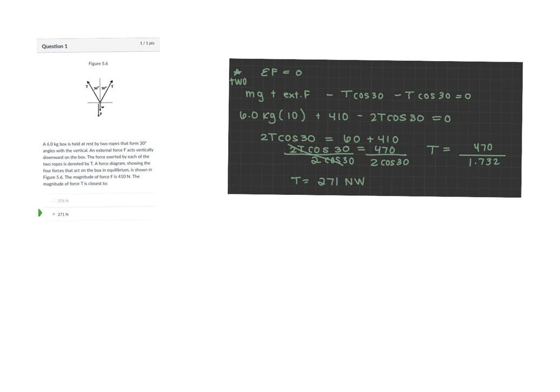So for this problem, what we have to find is the magnitude of force T, which is of those two tensions that are pulling it upwards. So first what we want to do is, since this is an equilibrium, we know that the acceleration is zero. As we see, the sum of all the forces will equal zero.